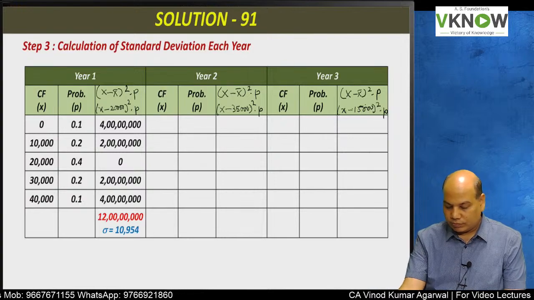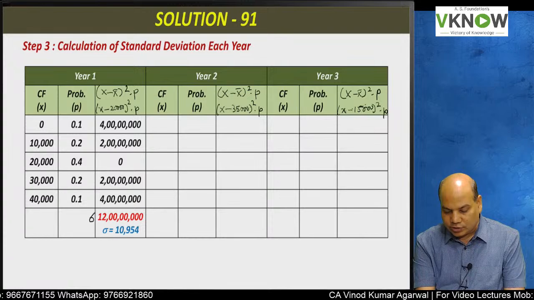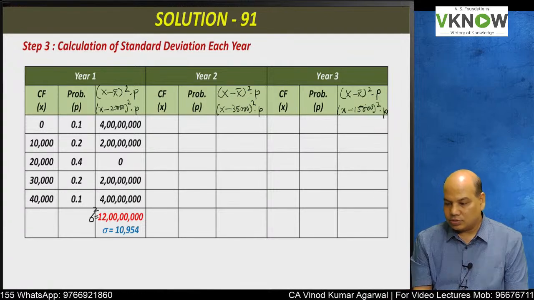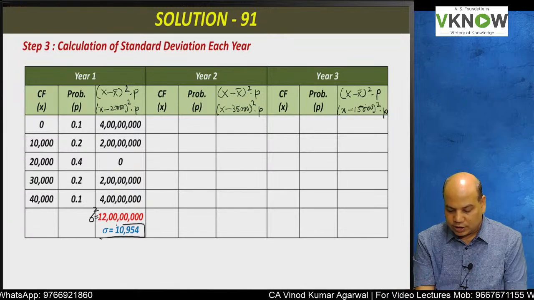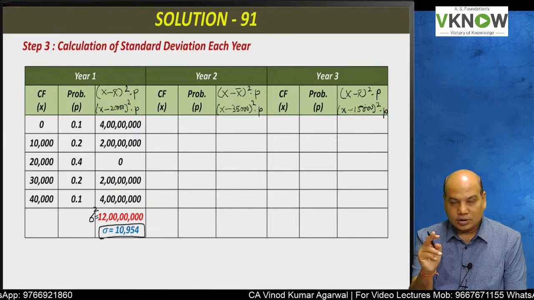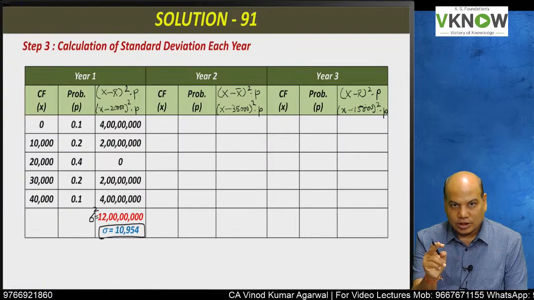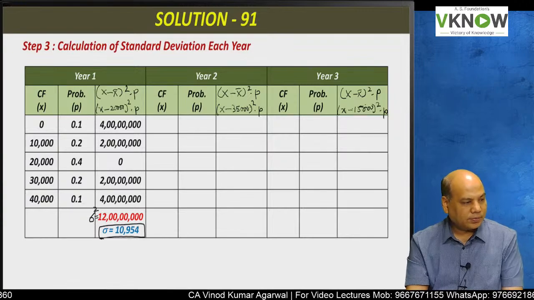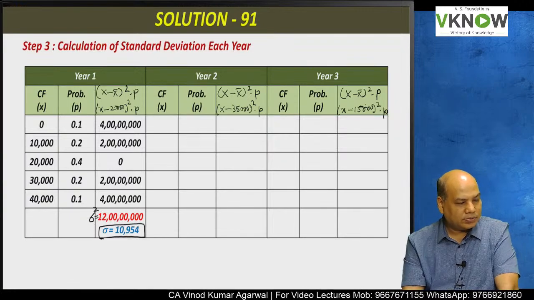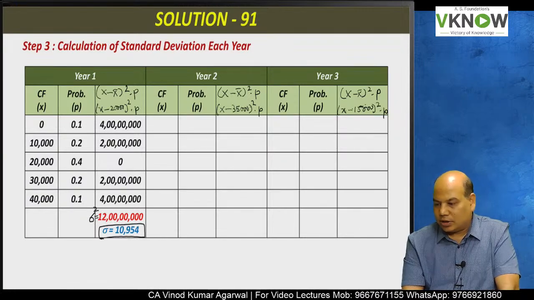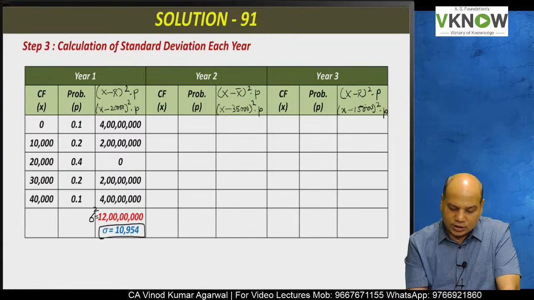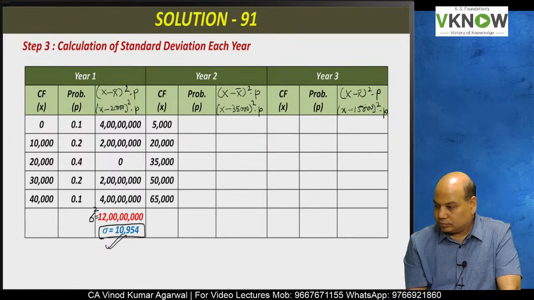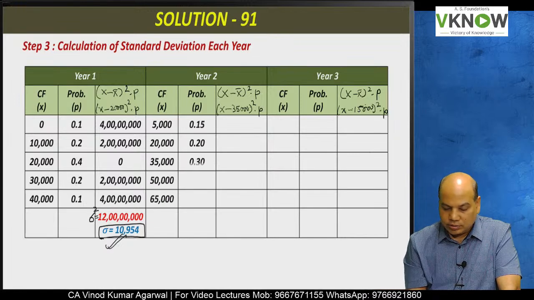12 crore. This 12 crore, write it as sigma square. Sigma square is 12 crore. Therefore for standard deviation, take the number 12 crore on the calculator and press the square root function. You will get 10,954. Please check if it is right. Anybody who got it right?